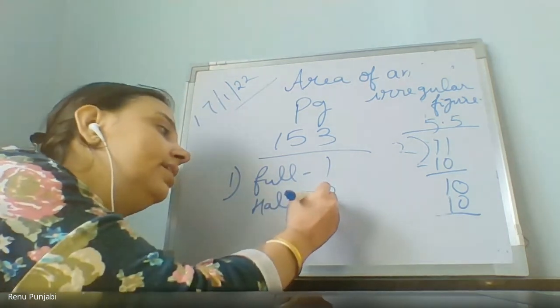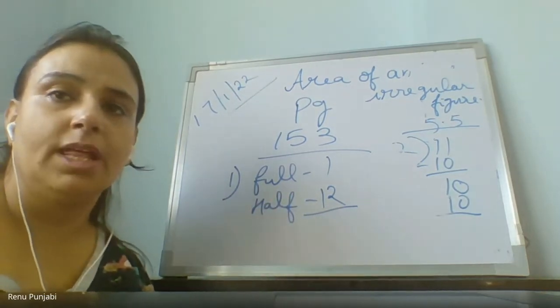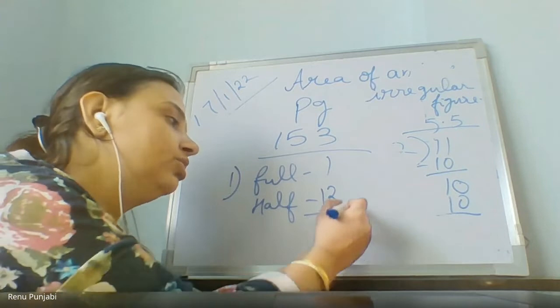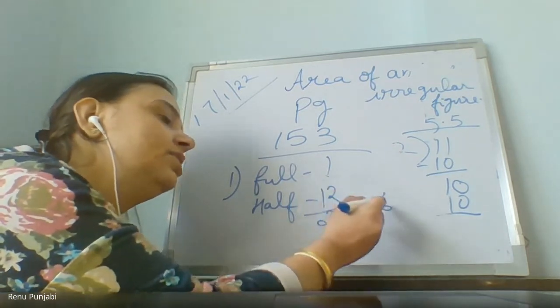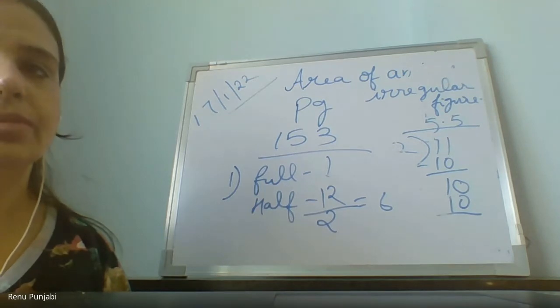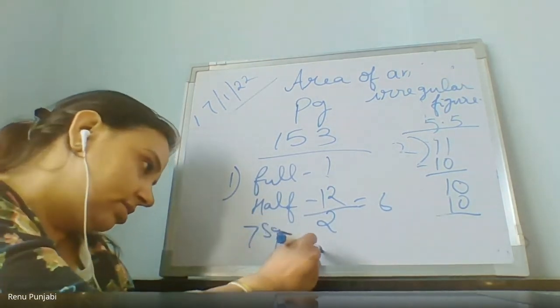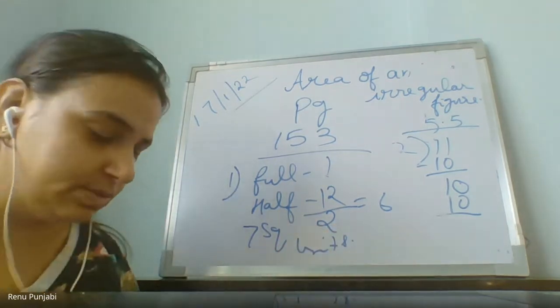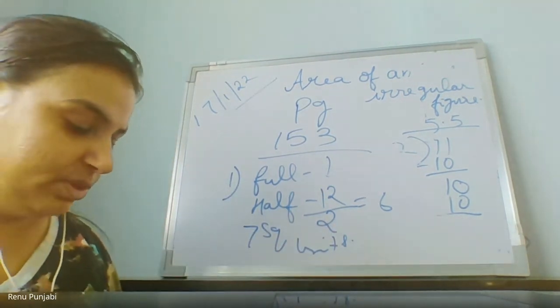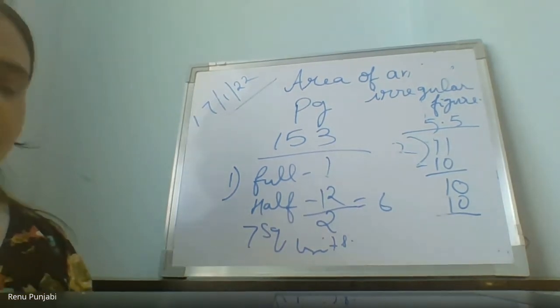12 half are there. When you convert half into full, divide by 2, so it will be 6. So what is the total answer of the first one? 7 square units, not 6.5. Next, come on the B figure.